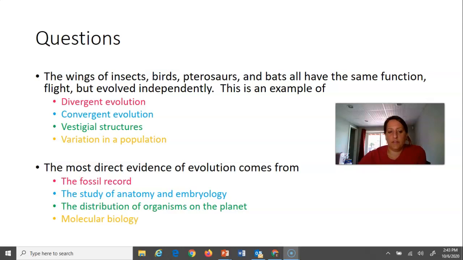So hopefully you answered here the fossil record. That's the most direct evidence for evolution, where we can actually see and feel and touch sometimes the remnants, the remains of organisms that once lived. Okay, that's the most direct evidence. The other forms of evidence are still strong forms, but not as strong or as direct as the fossil record itself.